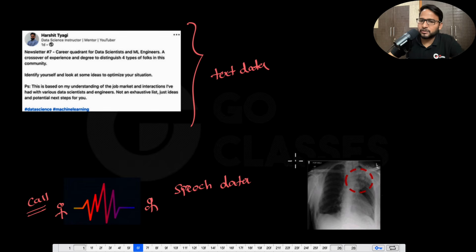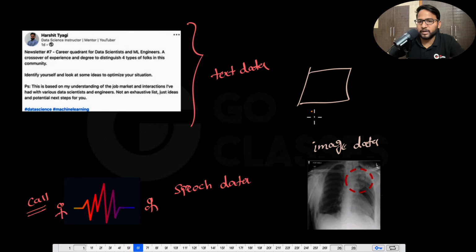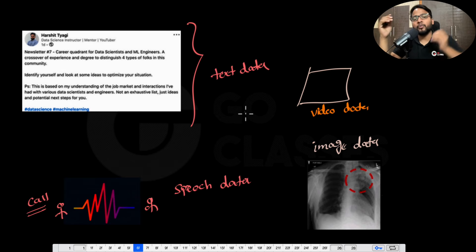You can have images also. Let's suppose this is an image of some X-ray, and then you have image data. So basically, there could be any type of data. I'm recording this video, and when it gets recorded, we call it video data, right? So everything is data, but the difference is that the data format could be different. Something might be text, something is speech, image, video, whatever. Now, our main purpose is how to make use of this data. This is our main purpose.